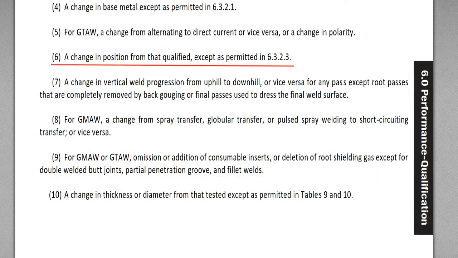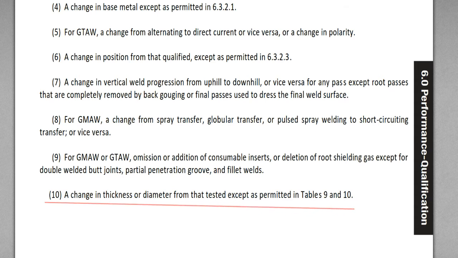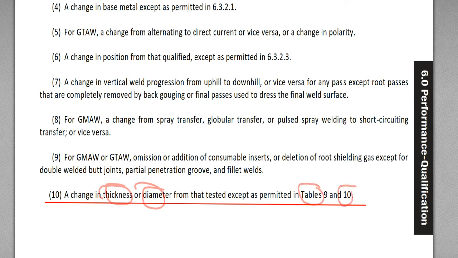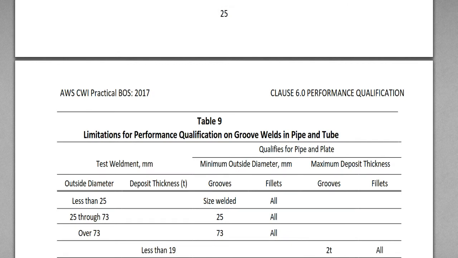Number 10. Change in thickness or diameter from that tested, except as permitted in tables 9 and 10. So thickness change or diameter change, except as permitted in tables 9 and 10, requires requalification. But table 9, on the next page, is the limitation for performance qualification on groove welds in pipe and tube.